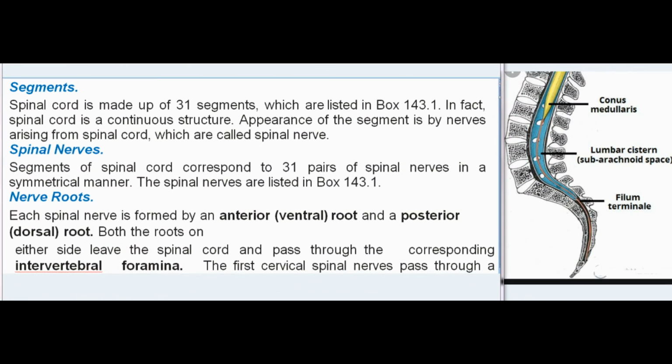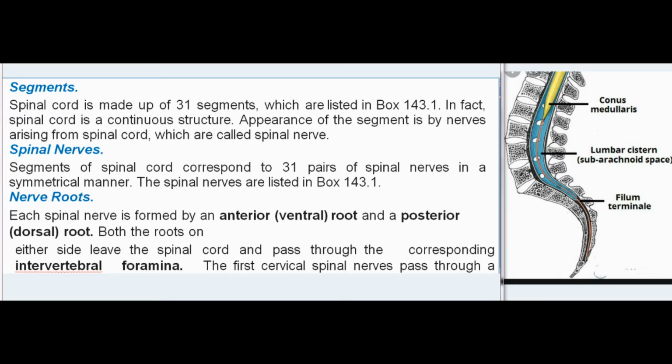Segments. Spinal cord is made up of 31 segments, which are listed in box 143.1. In fact, spinal cord is a continuous structure. Appearance of the segment is by nerves arising from spinal cord, which are called spinal nerves. Spinal nerves. Segments of spinal cord correspond to 31 pairs of spinal nerves in a symmetrical manner. The spinal nerves are listed in box 143.1.